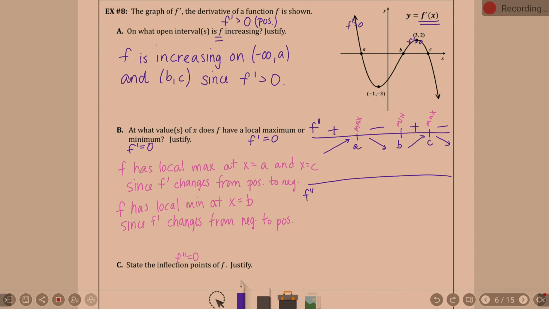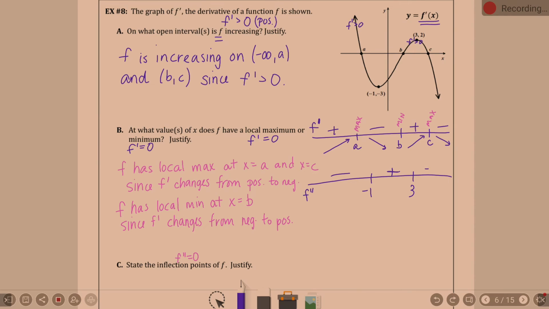So what do we know? My slope starts off as negative. Where does my slope change? It's negative all the way through A. It's negative up until negative 1. Then what happens? At negative 1 to 3, my slope is positive. And then from 3 to infinity, my slope is negative.